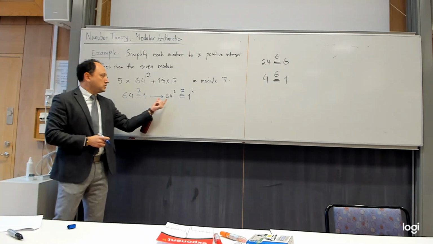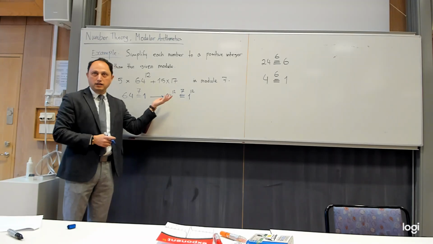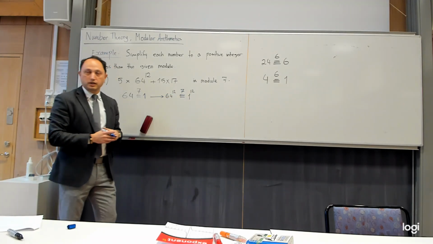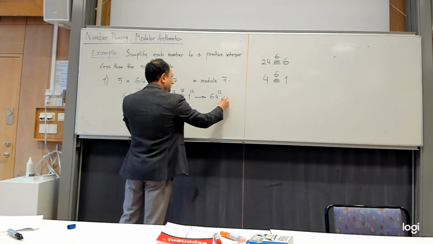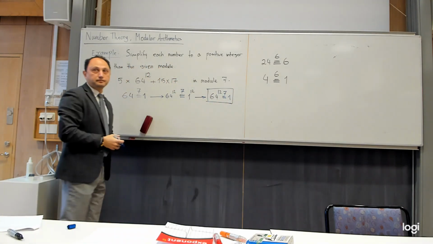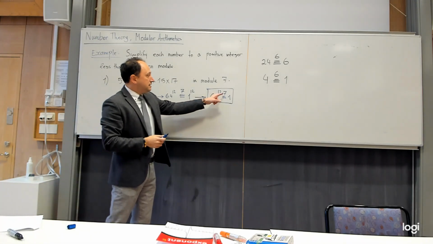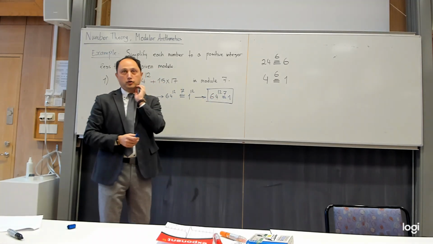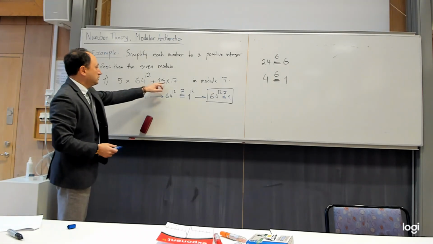But which one is easier to calculate? 64 to power 12, I really need a calculator, but 1 to the power of 12 is just 1. So this becomes this. So, as far as I am working in this module, 64 to power 12 is just 1 for me. Is that understandable? Okay, now let us go to the other one.